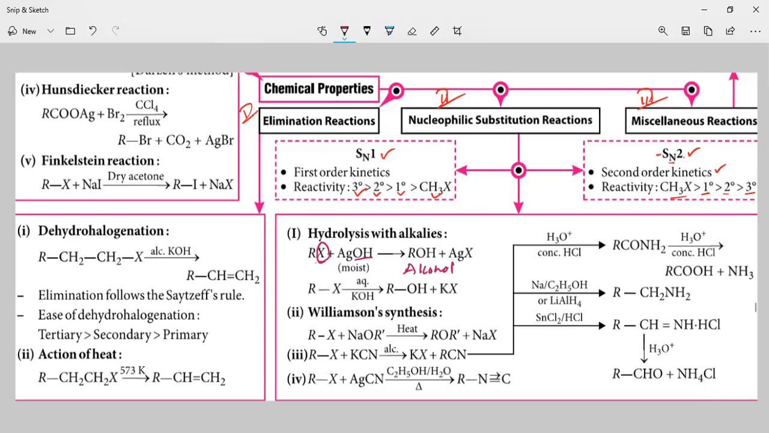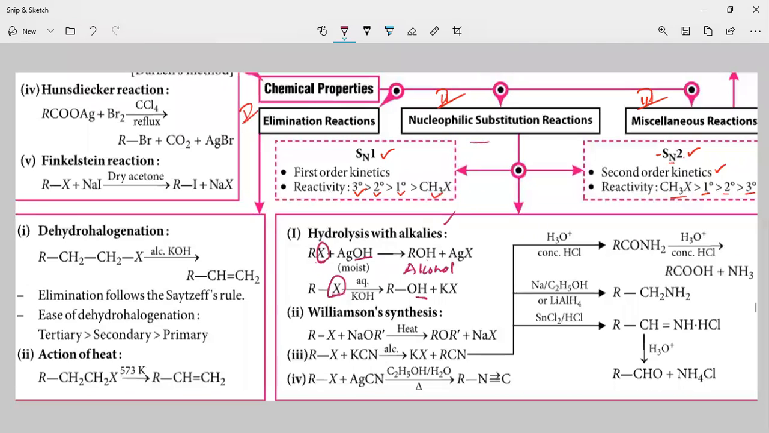Similarly, when alkyl halide is treated with aqueous KOH, in the place of X, you are going to get OH. So when alkyl halide is treated with AgOH as well as aqueous KOH, in the place of halogen, OH is substituted. So this is the first reaction under nucleophilic substitution reaction.